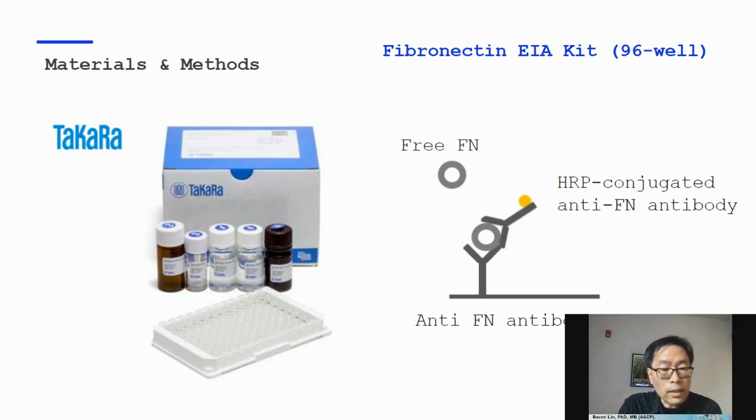To run the ELISA, the first antibody captures fibronectin in the sample, followed by washing to remove non-targets, and the second antibody binds to the immobilized fibronectin, and the color is then developed and read by the plate reader at 450 nanometer.